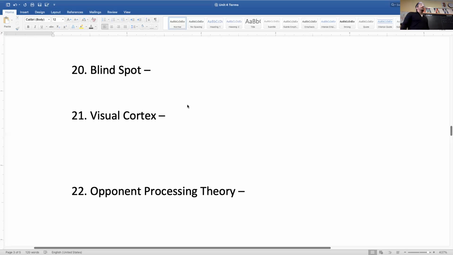Visual cortex, what do we got? What do you have for the visual cortex? The primary visual brain that receives... All right, good job. So with color, motion, form, and depth, right?